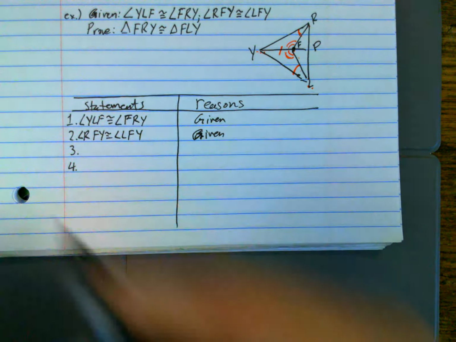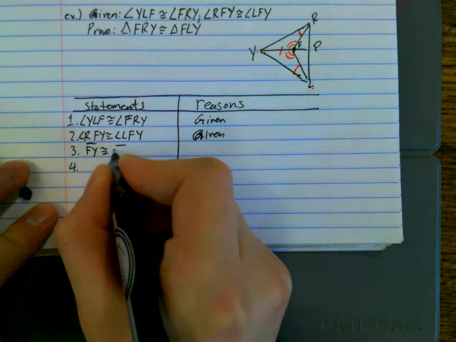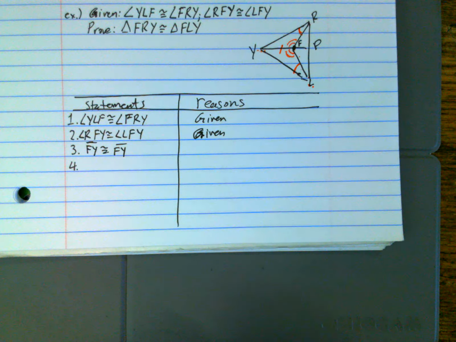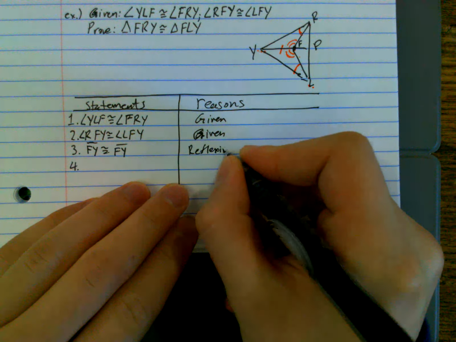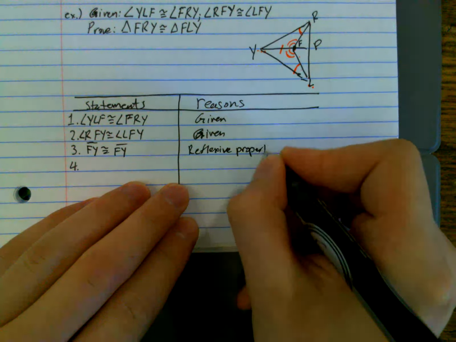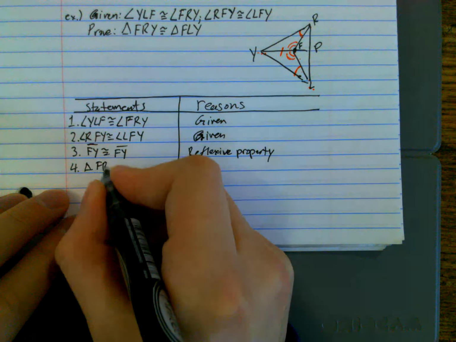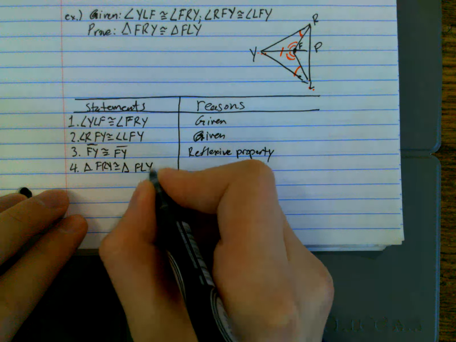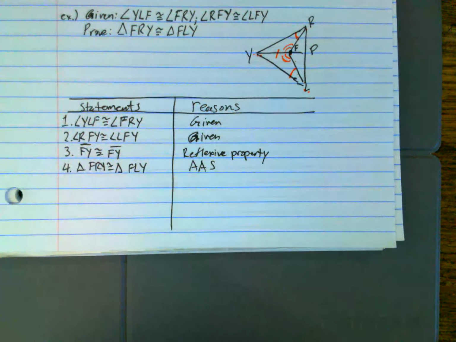So you are correct in stating that line segment FY is congruent to line segment FY. It was the first one we talked about. Reflexive. And by that, that means that, yes, triangle FRY is congruent to triangle FLY by angle, angle, side. And you're done.